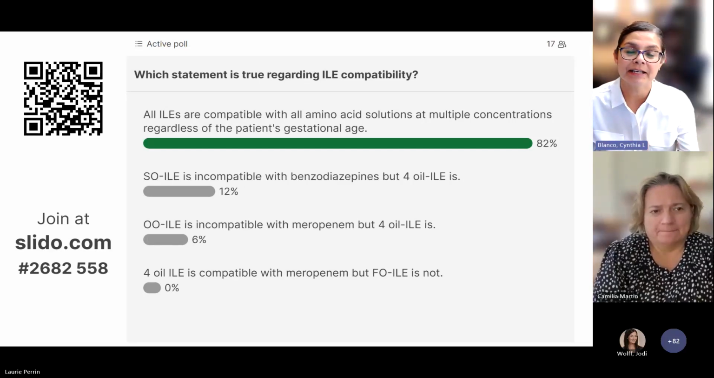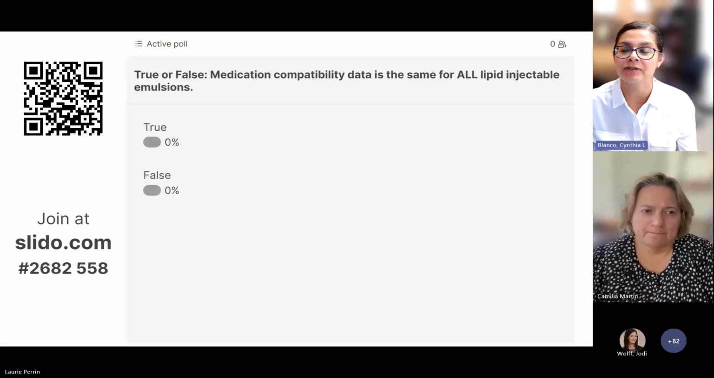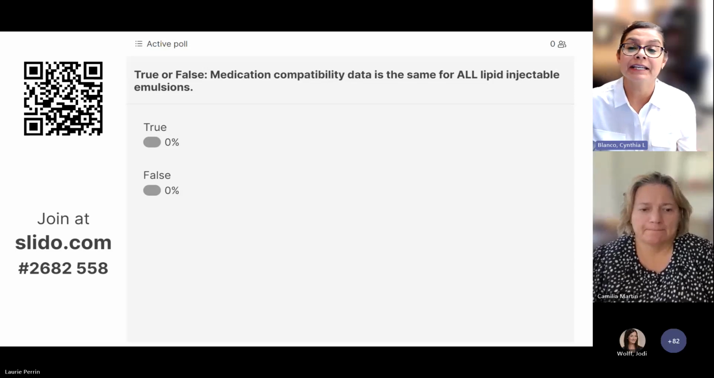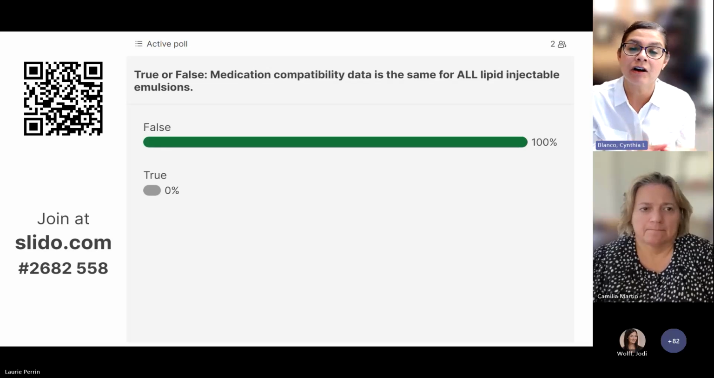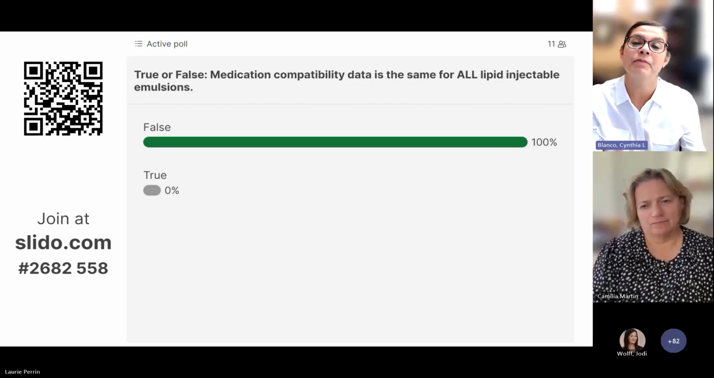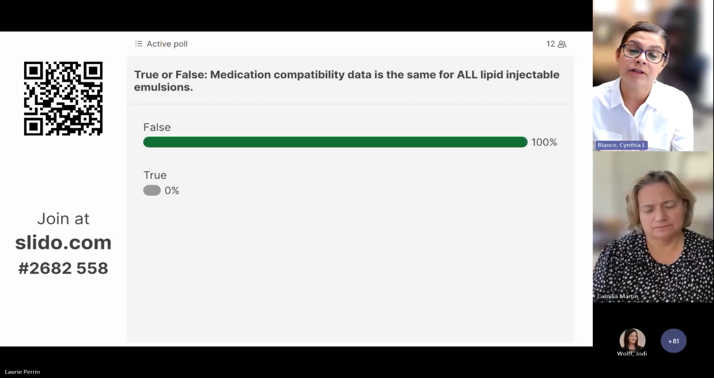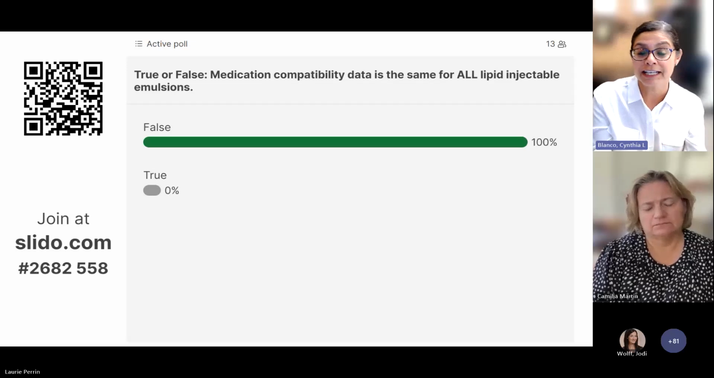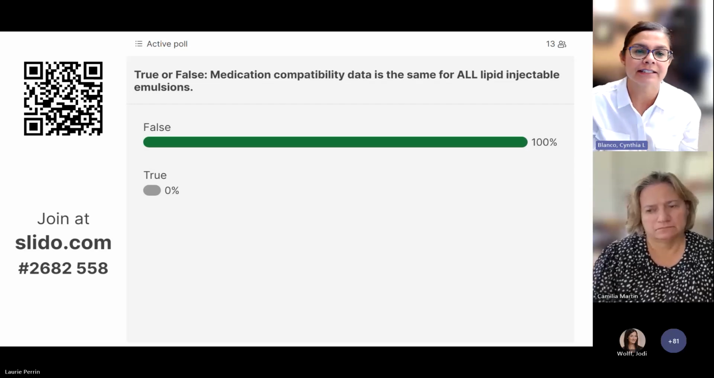You guys guessed correctly. It's compatible with all amino acid solutions, regardless of the gestational age. The main point I wanted to make, if you want to go to the next slide, was just to ask that question, right? For medication compatibility, you have to go to the studies that each company has done on their own to see if there's enough data that you can have them both combined. And I mentioned all the different products just because some have done more testing with benzos, some didn't. Meropenem has been a problem. So just pay attention to what the insert says as you're using different emulsions.